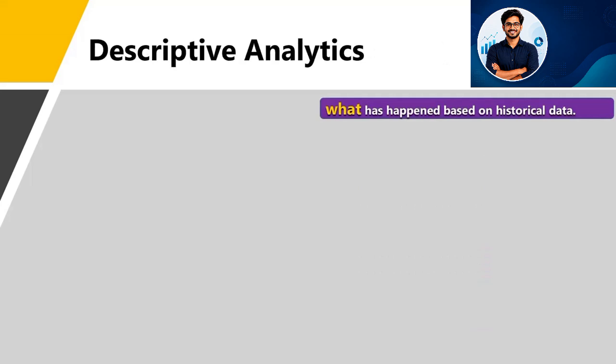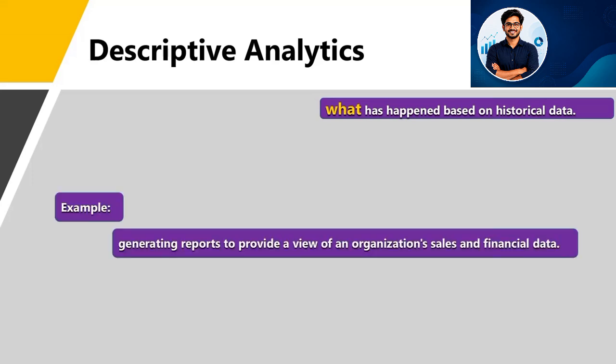The first is descriptive analytics, which is nothing but what has happened based on the historical data. That is just finding out what things have happened. An example of this is a financial report, which will give an organization's sales and its data. It shows how the last 3 years of data looked and what has happened, whether the revenue has increased or decreased.